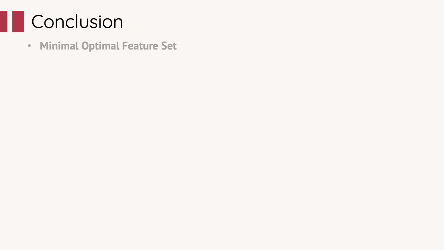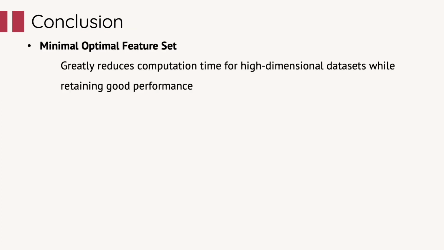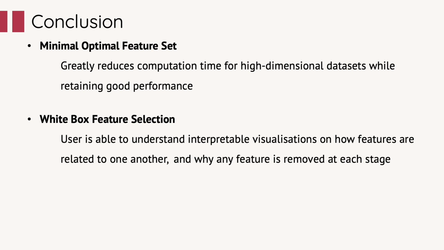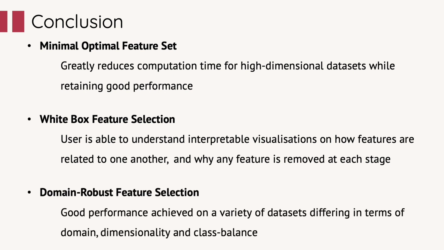To conclude, we have obtained the minimal optimal feature set with a reduction in computational time while retaining good performance. The pipeline is interpretable and users are able to interact with the visualizations provided at each stage, explaining the removal of features. The pipeline is robust, with good performance achieved for most datasets in differing domains with differing dimensionalities and class balance levels.